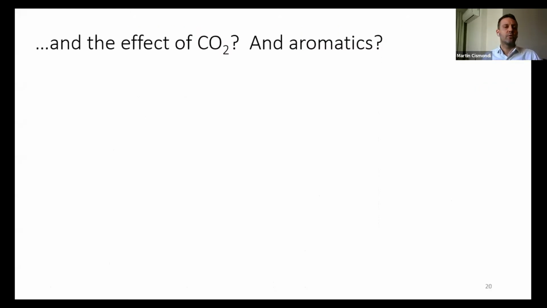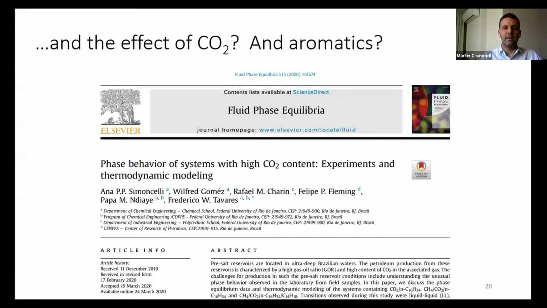Now, what about the effect of CO2 and aromatics? So for studying these effects, we found this nice recent work that I was telling you in advance from the atoms group. They did great measurements for different combinations between methane, hexadecane, CO2, and even phenanthrene. And then they adjusted the Peng-Robinson to best capture this measurement. So we took their parameters to do a mapping similar to the one I was showing.